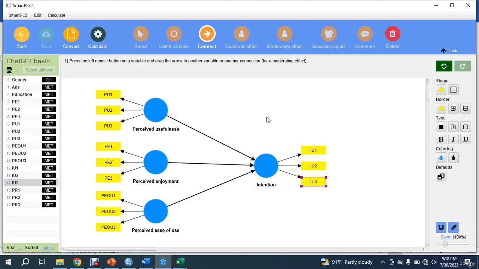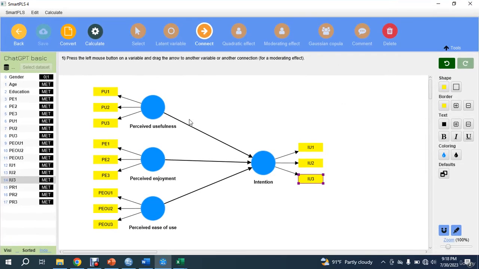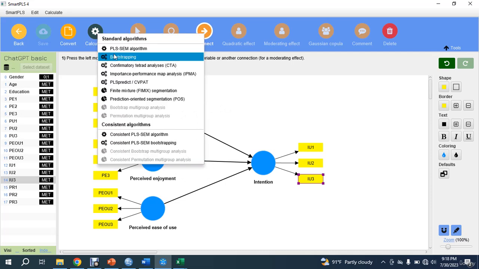Hello everyone. In SmartPLS, we will now determine our structural model. Before doing a structural model, we have determined the measurement model, and we saw the validity and reliability of our measurement model. Now again, for the same model, you have to go to calculate, and you have to apply the bootstrapping that I already have discussed.